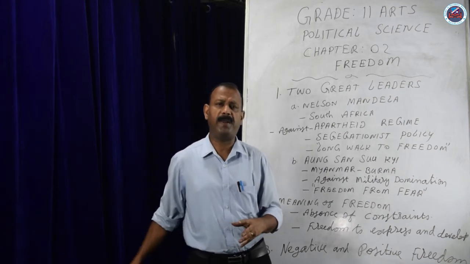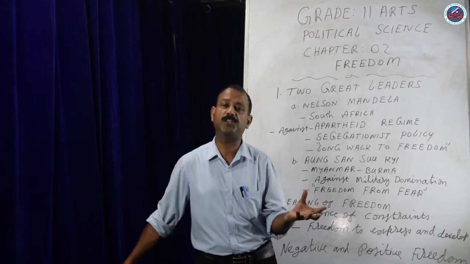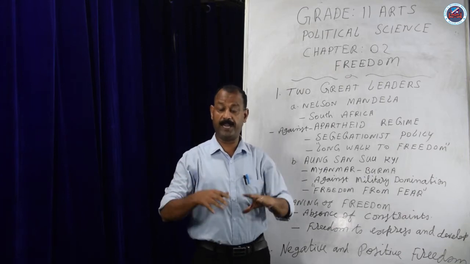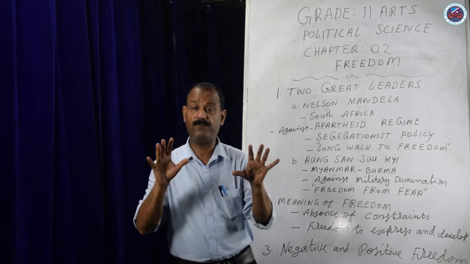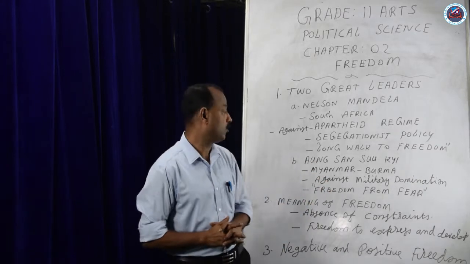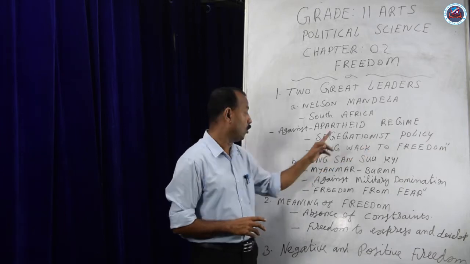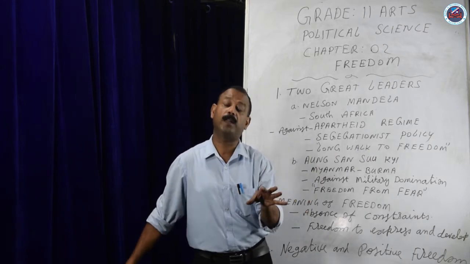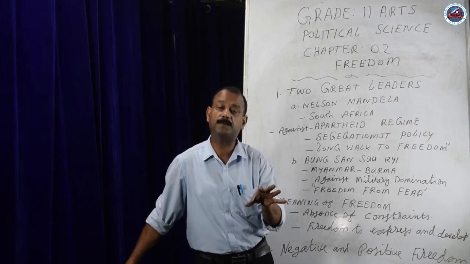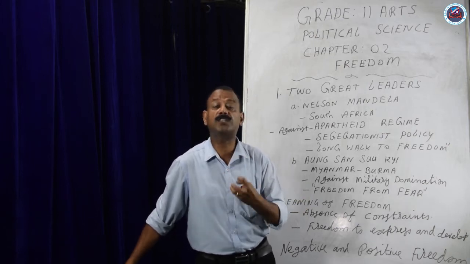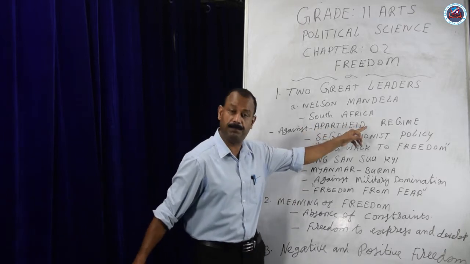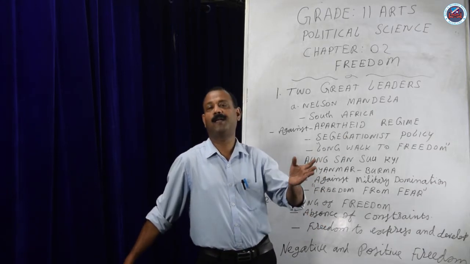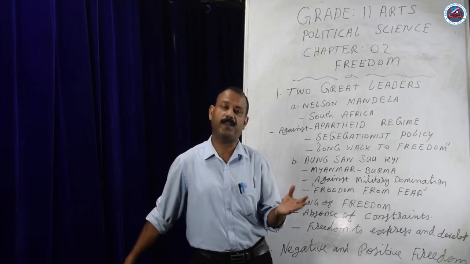Nelson Mandela had to pay heavily for this. He was put in jail for 28 years in a dark room. When he was in jail for 28 years, he wrote a very famous book, his own autobiography, known as Long Walk to Freedom. This is the autobiography of Nelson Mandela, which he wrote when he was in jail. In this book, he explains his struggle against the apartheid regime, the segregationist policy of the British in South Africa. Thank God, after many years, South Africa got freedom.